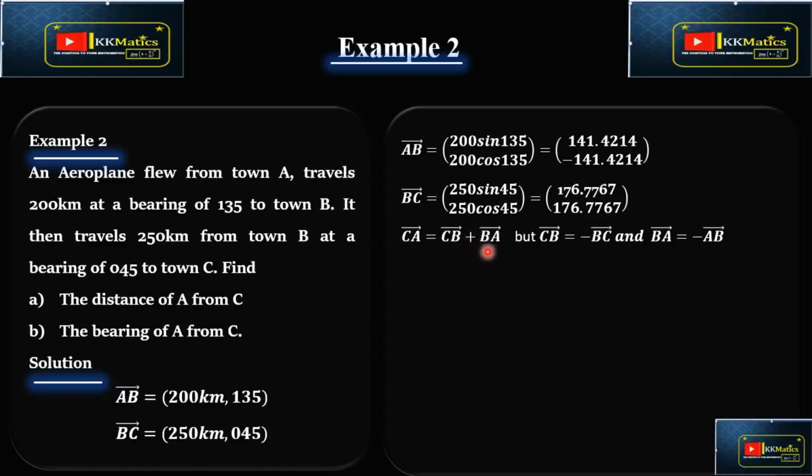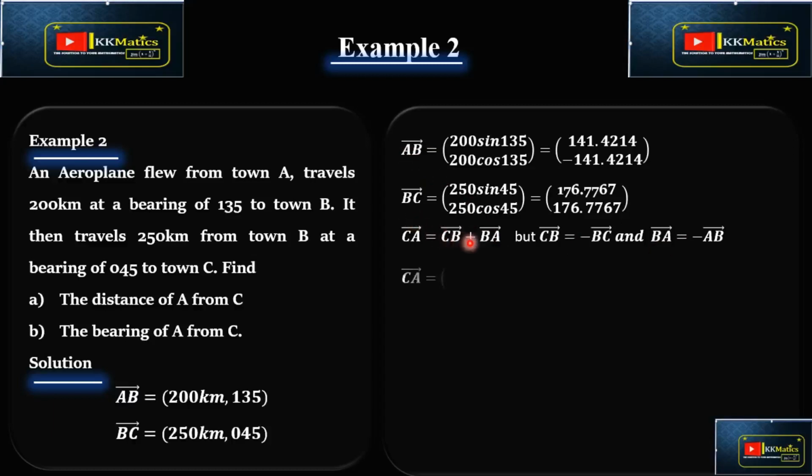And here, after quoting this or after writing this, when we look at all the information or data we have here, we don't have CB, rather we have BC. But we do know that CB is the negation of vector BC, and so we can use that to replace the CB here. We also weren't given BA, but we have vector AB, and we know that vector AB is the negation of the vector BA. And so we can use them to replace these ones here.